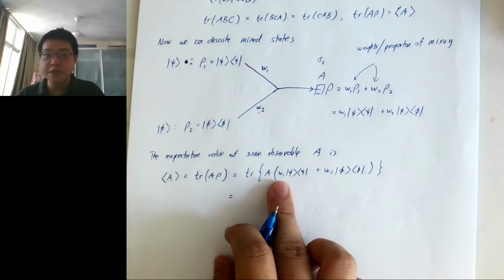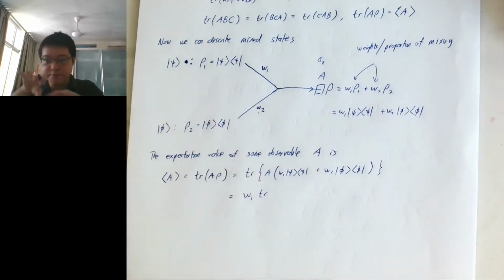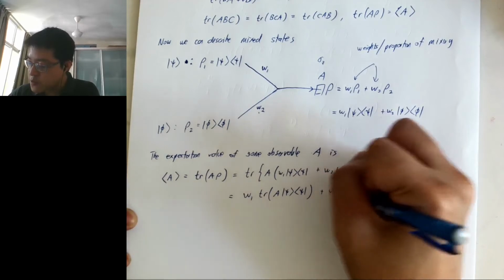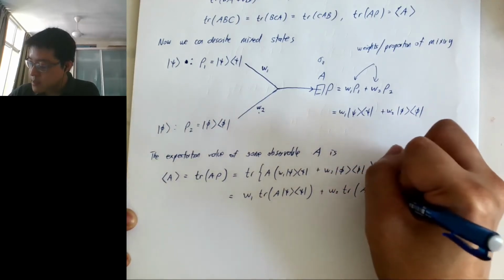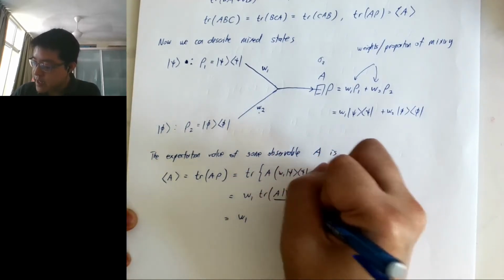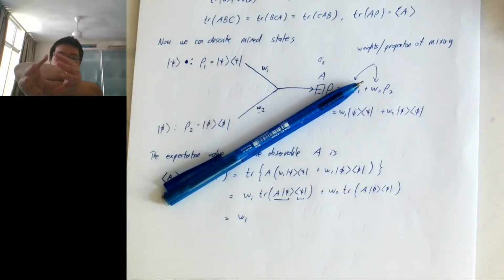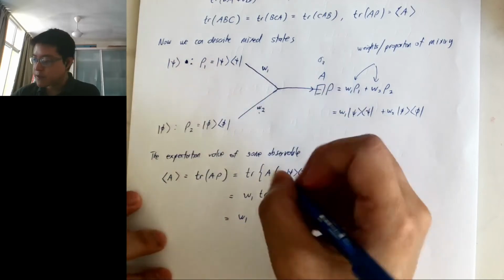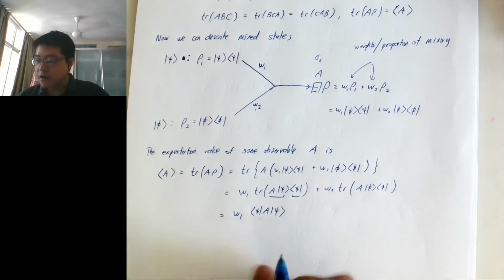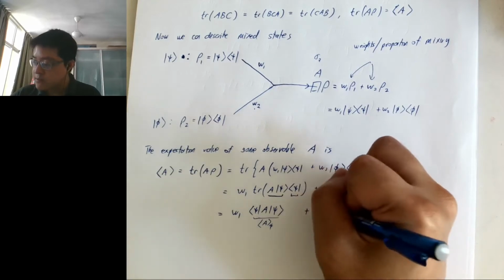The trace operation is linear. That means the constants I can take out, and then the sum I can split into two. So I have W1 times the trace of A times this state, and then W2 times the trace of A times this state. By the definition of the trace, this is a ket and this is a bra, in the wrong order. The trace just means you do this operation, and what you find is just the expectation value of A in your normal quantum state, but the state is psi.